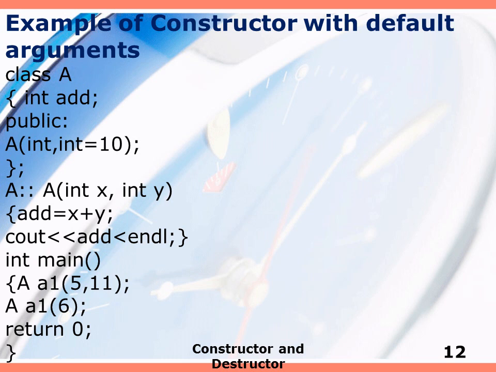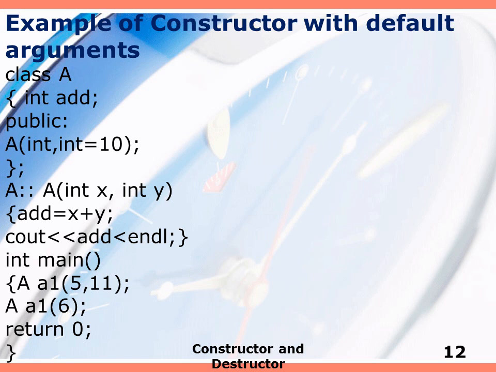I am creating one object called A1. In the first line, I am passing two arguments 5 and 11. The requirement of the constructor over here is two arguments and both the arguments are supplied by the user. So the need of two arguments is completed in the first call. So 11 plus 5, 16 would be displayed when the first constructor for object A1 is called.